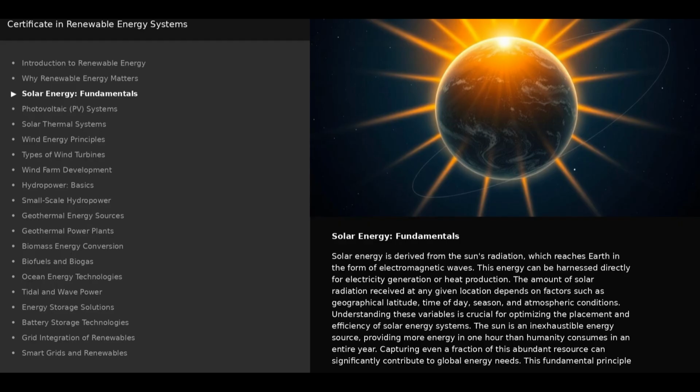The sun is an inexhaustible energy source, providing more energy in 1 hour than humanity consumes in an entire year. Capturing even a fraction of this abundant resource can significantly contribute to global energy needs. This fundamental principle underscores the immense potential of solar power as a primary renewable energy solution.